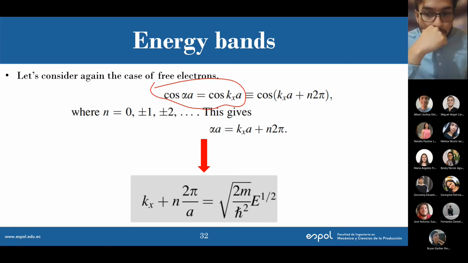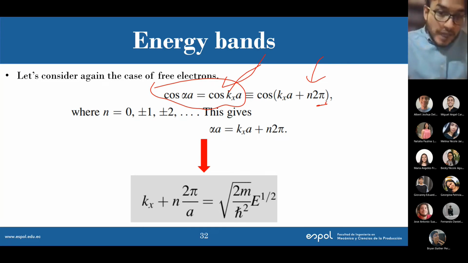Okay. If we want to expand this equation, because we all know that the cosine function is periodic in 2 pi, we can expand it. Because we're talking about periodicity, it will be n2 pi, where n will be plus minus 1, plus minus 2, and so on. Therefore, alpha A actually becomes Ka plus n2 pi, right?